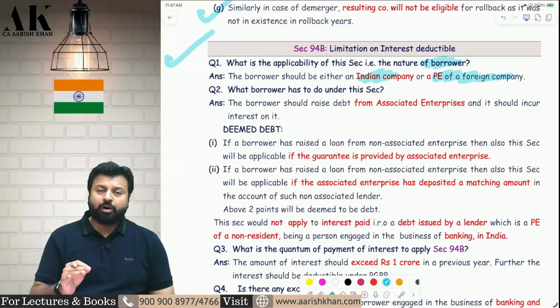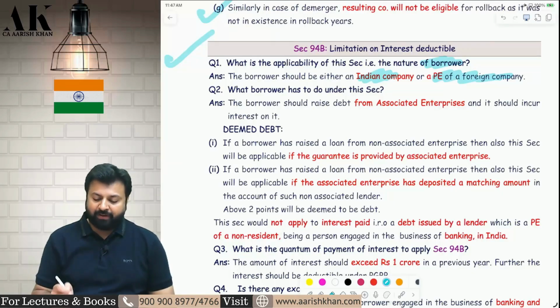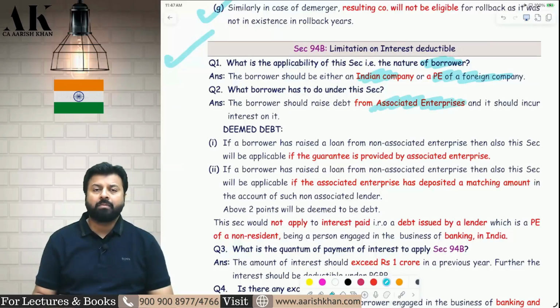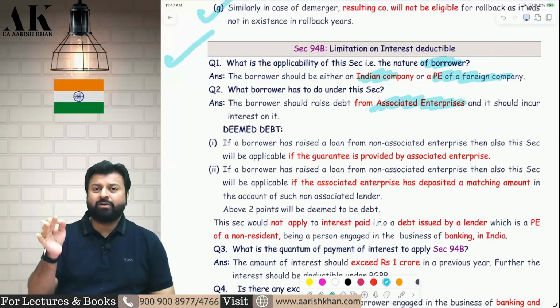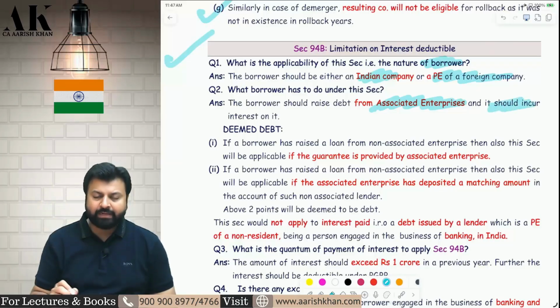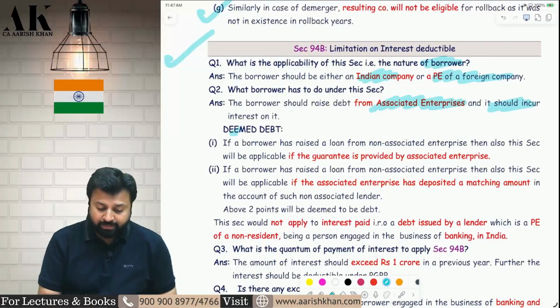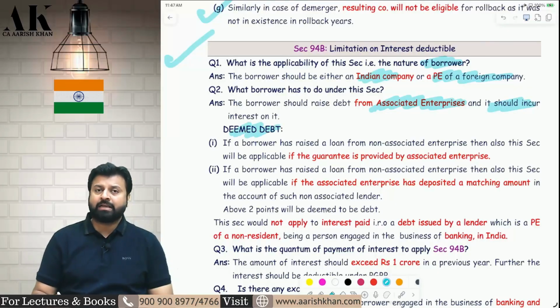What borrower has to do? Borrower has to take money from three people. First, borrower will take money from associate entity, obviously who is non-resident. Borrower will take money, loan from associate entity who is non-resident, and borrower will incur interest on it. This is known as normal debt. Now there are two deemed debts also. Very important. They will test you with this in the examination.